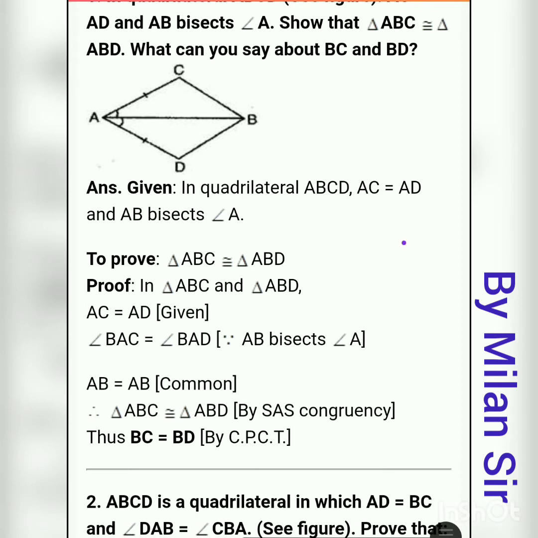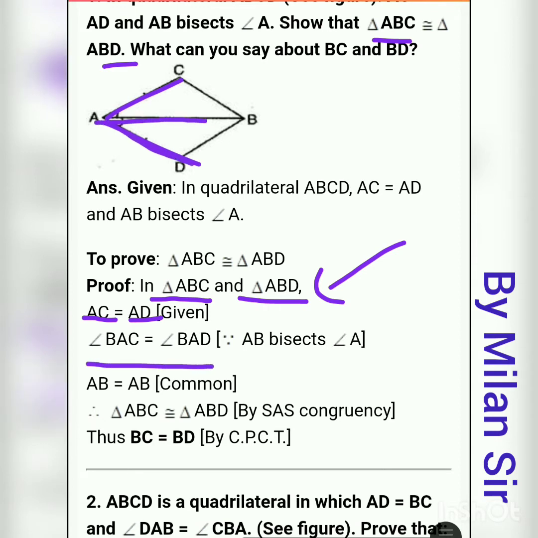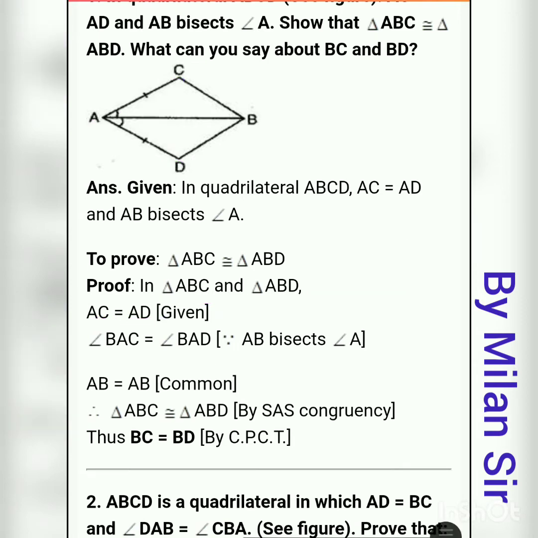Just start with this statement: in triangle ABC and ABD, these two triangles we need to prove here. So in triangle ABC and triangle ABD, AC is equal to AD. This is given in the equation. Angle BAC is equal to angle BAD because it is given that AB bisects angle A, so these two parts are the same. And third thing, AB is equal to AB, common sides.